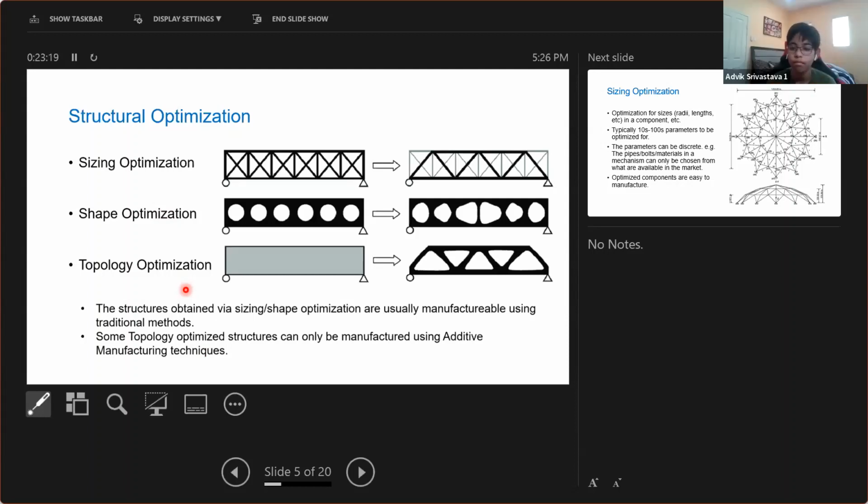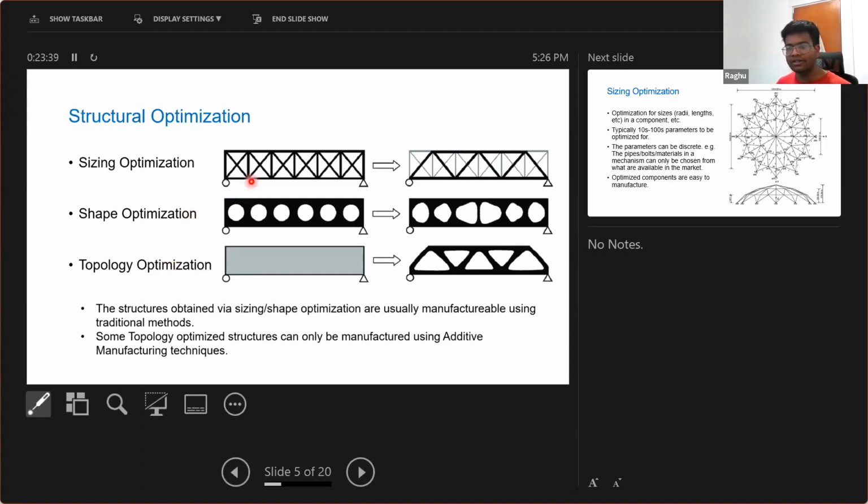Autodesk Fusion 360 has one. I checked it. It has a topology optimization. Almost all the major softwares have one topology optimization. So yeah, let me briefly explain what these things are. The pictures should help possibly, but let's see.